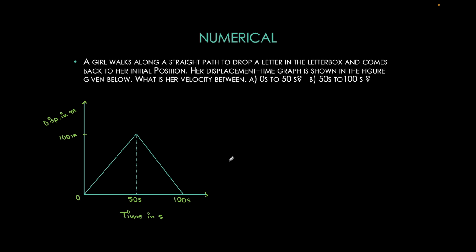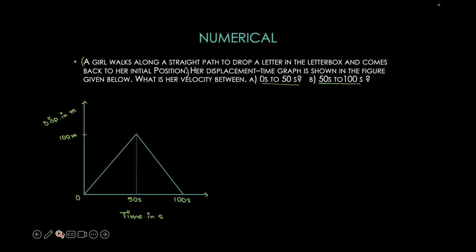Now it is asked in the question that a girl walks along a straight path to drop a letter in the letterbox and comes back to her initial position. So we don't need to focus much on this statement. The only thing that matters in this question is the graph. Okay, her displacement time graph is shown in the figure as I have drawn here. What is her velocity between 0 to 50 seconds and 50 to 100 seconds?